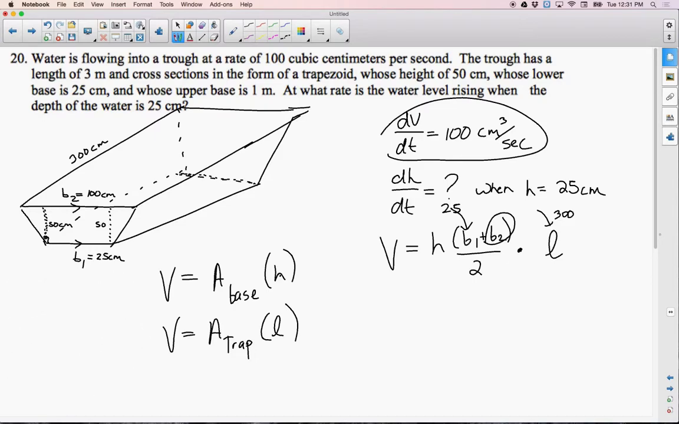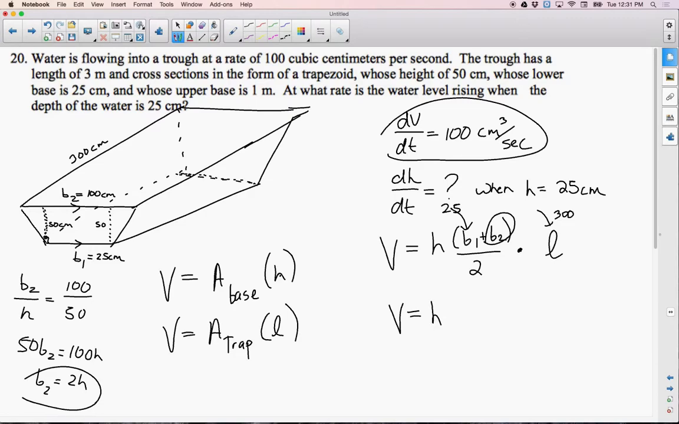So I can do B2, the upper base, to the height would be equal to 100 over 50. The height's 50, right? Let me just finish. So 50 B2 is equal to 100 H. If I solve for B2, it'll be 2H. I won't finish the whole problem, but you'll have H.